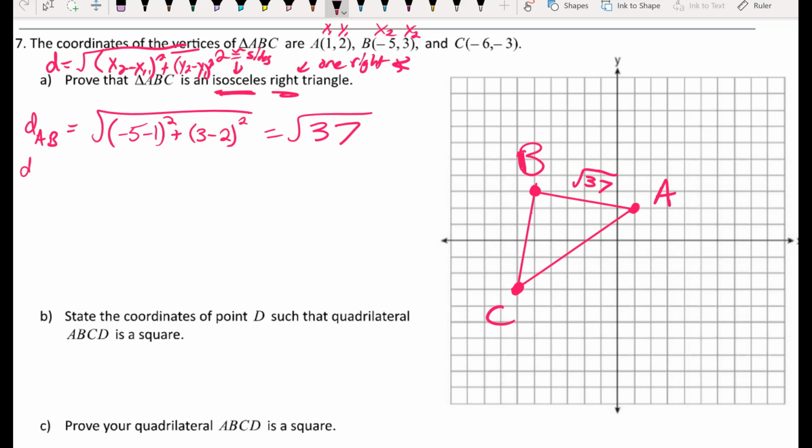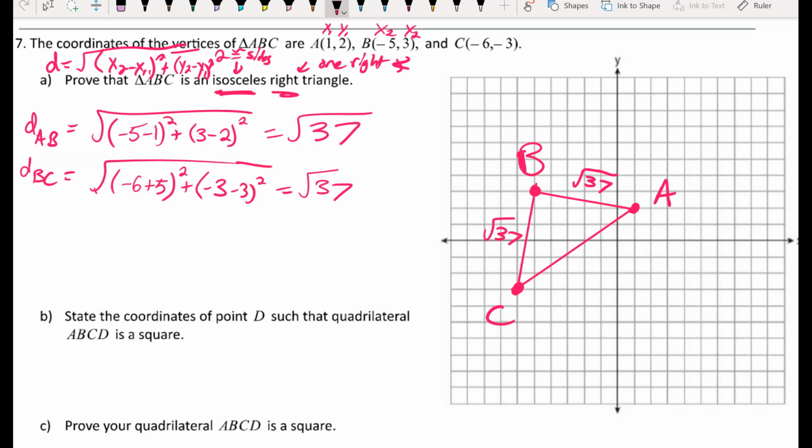Now I could do that again for BC, and if this is an isosceles triangle, I should get the same number. So just as a quick calculation, negative 6 plus 5 squared plus y2, which is negative 3, minus y1 squared, which is minus 3. Again, if you type all that into your calculator, you get radical 37, which is comforting because I told you to prove that it's an isosceles right triangle. So this work would prove that it's isosceles. This proves that AB is equal to BC, so triangle ABC is isosceles.